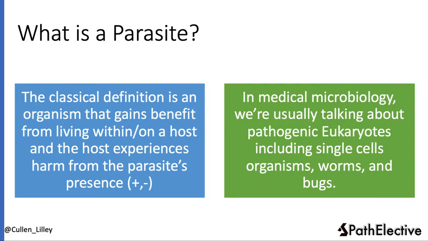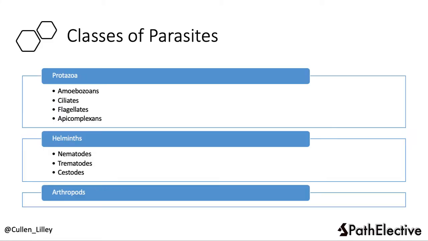So the classical definition of a parasite, what is a parasite? They always say that it's an organism that gains benefit from a living host while the host experiences some harm. So this would sometimes be described as a plus minus or a positive negative relationship. In medical microbiology, we're usually talking about a pathogenic eukaryote, a single cell organism, a worm, or a bug. We're not usually talking about a fungus or a bacterium or a virus, even though those usually are parasites.